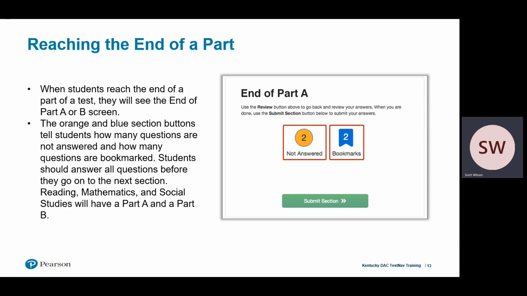When the student reaches the end of a part of the test, they will see the end of part screen. The orange and the blue section buttons tell the students how many questions are not answered and how many questions were bookmarked. Students should go through and answer all of the questions before they go on to the next section. As I mentioned earlier, the reading, mathematics, and social studies will have a Part A and a Part B in spring 2023.